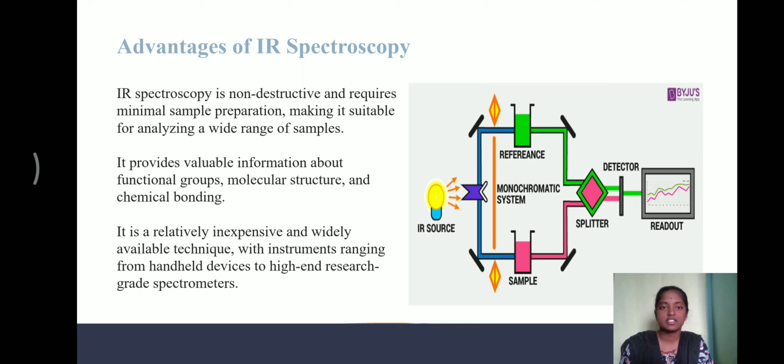Next, coming to the advantages of IR spectroscopy. IR spectroscopy is non-destructive and requires minimal sample preparation, making it suitable for analyzing a wide range of samples. It provides valuable information about functional groups, molecular structure, and chemical bonding. It is a relatively inexpensive and widely available technique, with instruments ranging from handheld devices to high-end research-grade spectrometers. And here's the diagram.